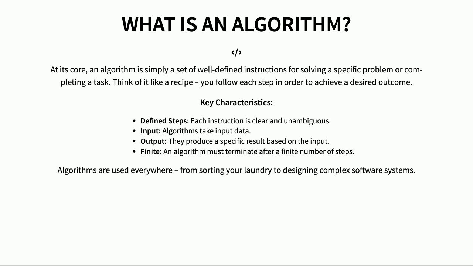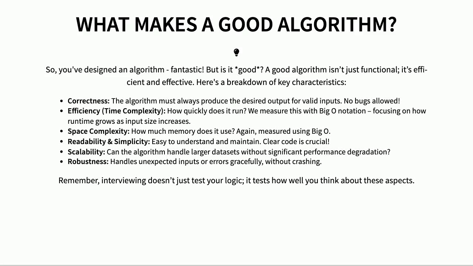Algorithms take some input, like ingredients, and they produce a specific output, which is a delicious cake. They also need to have a clear, defined sequence of steps and must always finish after a certain number of instructions.